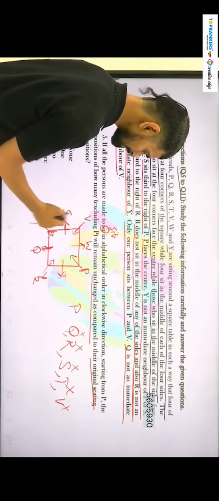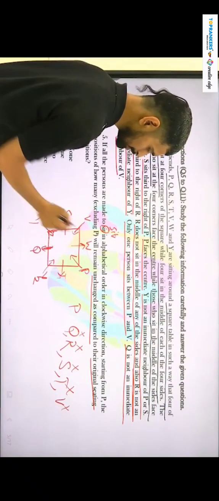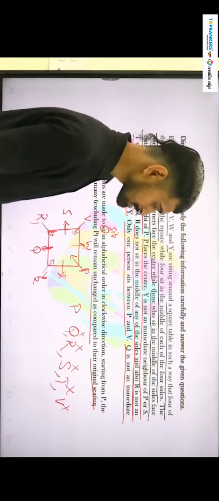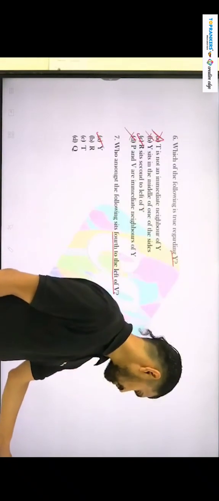TWVS. So let's come back. TWVS. So it is V, that is different. T, W, and S are sitting in the middle of the side, and V is sitting at the corner. So answer should be V.